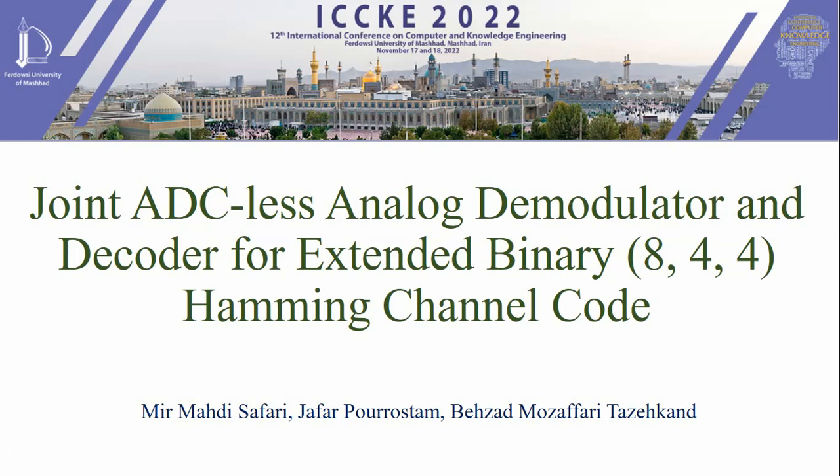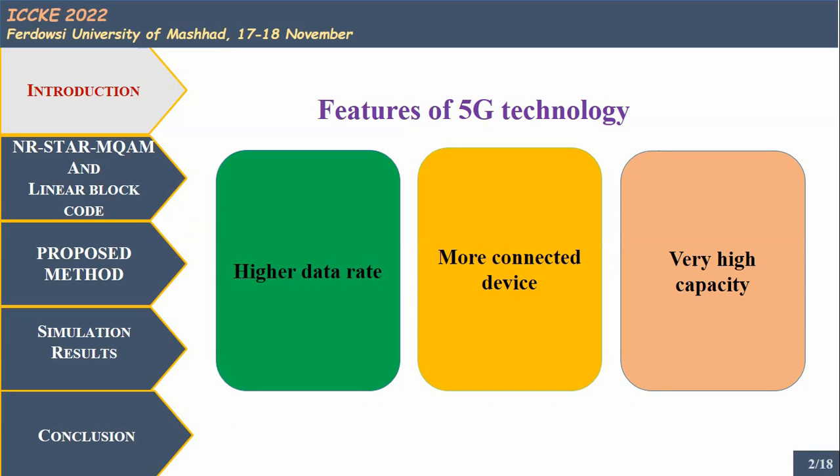In this presentation, we will present an article entitled Joint ADC-less Analog Demodulator and Decoder for Extended Binary 844 Hamming Channel Code. New generation of wireless communication systems, 5th generation and 5G beyond, encounter tremendous growth in the number of connected devices. Higher data rates and less latency are needed.